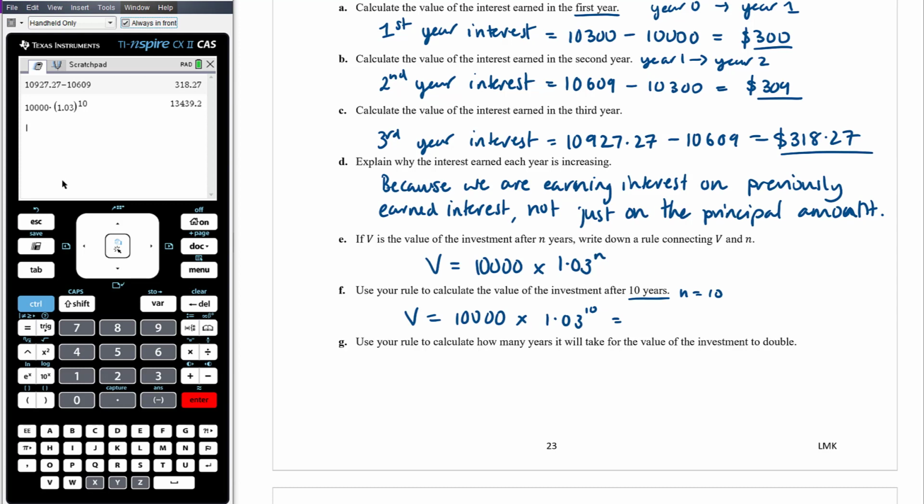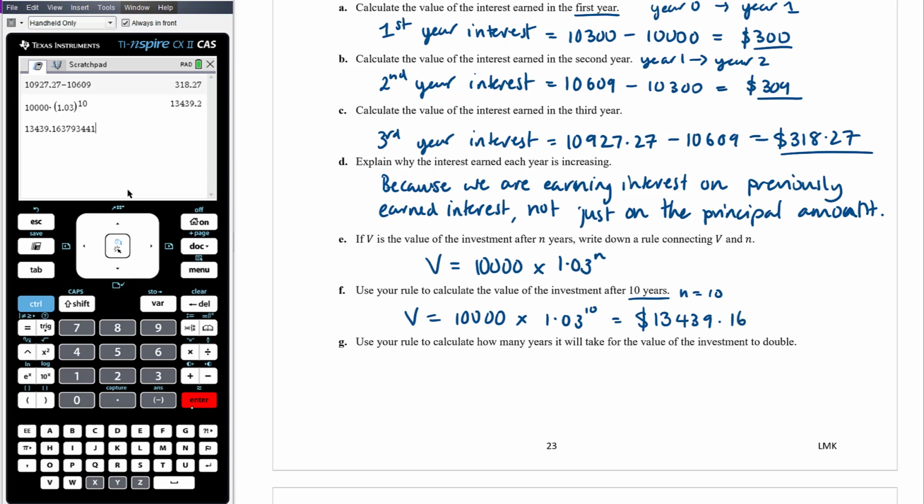Now, money, the default would be we give our answer to the nearest cent, so that is 2 decimal places. So I'm going to scroll up. I can only see 1 at the moment, so I'm going to hit enter and paste it down here so I can see to 2 decimal places. Great. So this is $13,439.16.